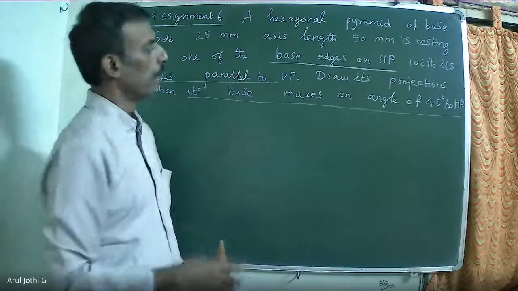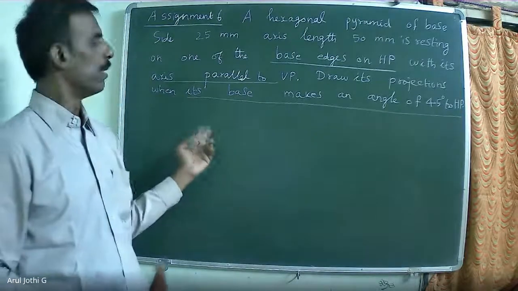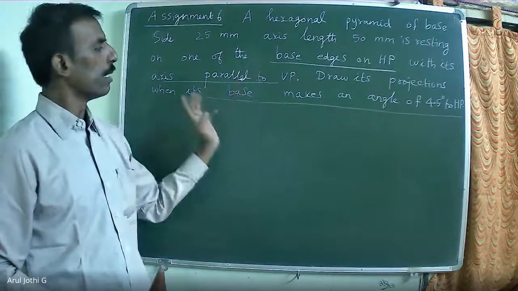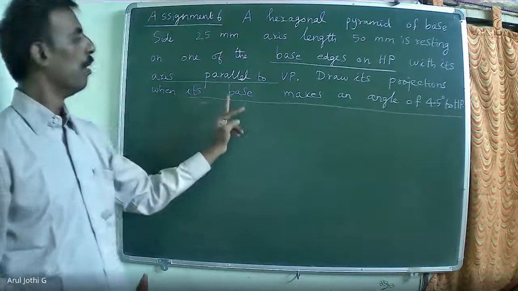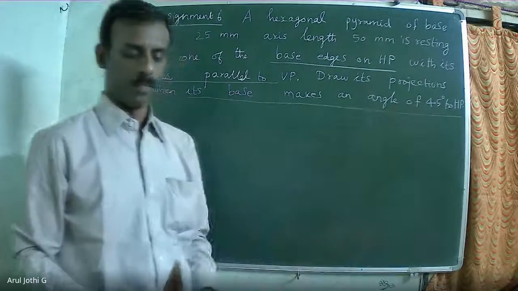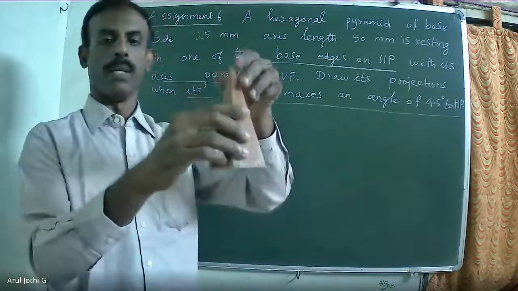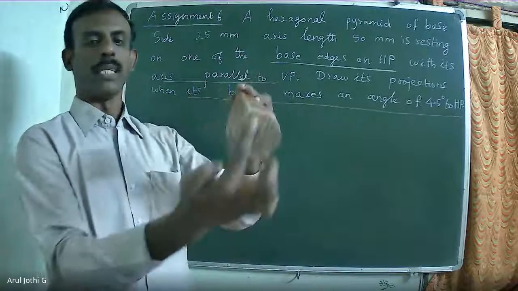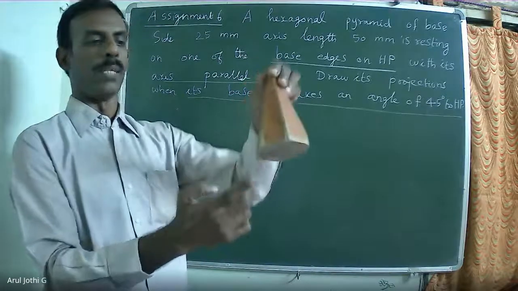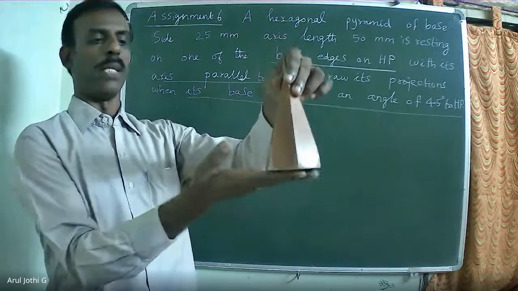Now here, normally in all the problems, the axis will be inclined to HP, and that condition will be given. But here, instead of giving the axis inclined to HP, they gave the base inclined 45 degrees to HP. This is a hexagonal pyramid with a hexagonal base. One of the base edges is resting on HP. So when I draw the top view, I'm going to keep one side here.